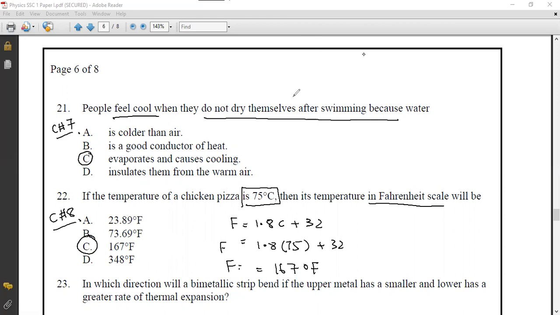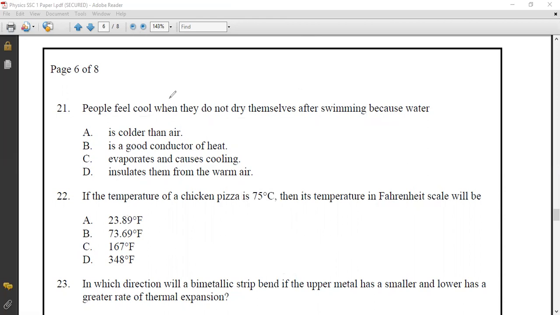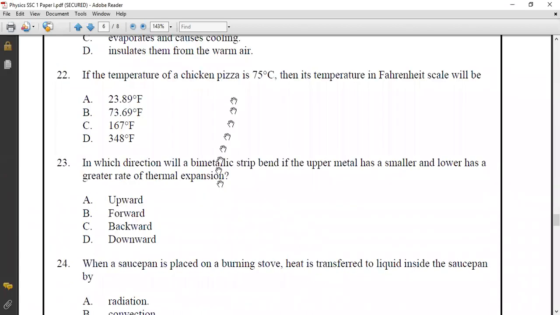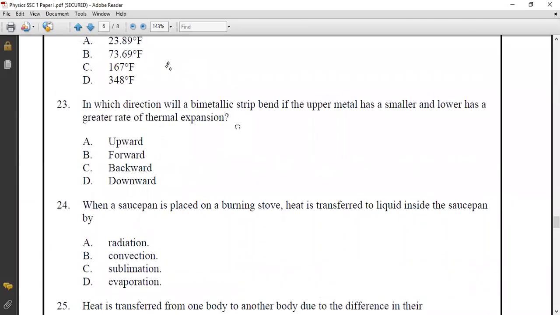Let's quickly move to the next questions, question number 23 and 24. Question number 23 is from our chapter number 8, thermal properties of matter. We have a bimetallic strip in which the upper metal has the smaller thermal expansion, and the lower metal has a greater thermal expansion.